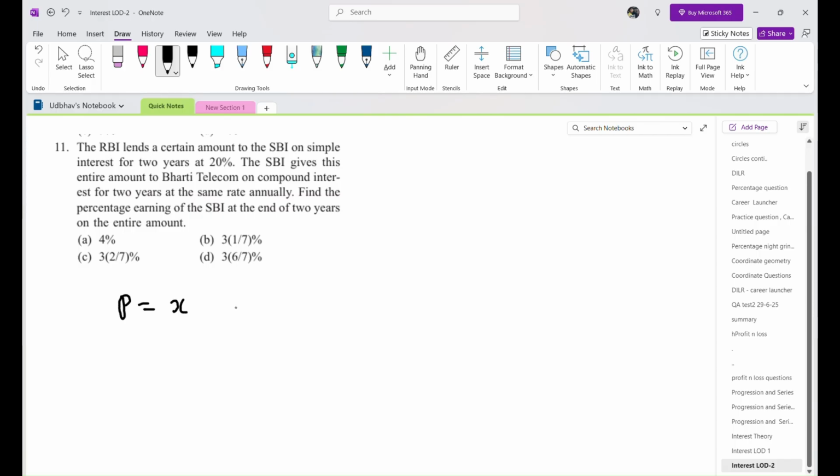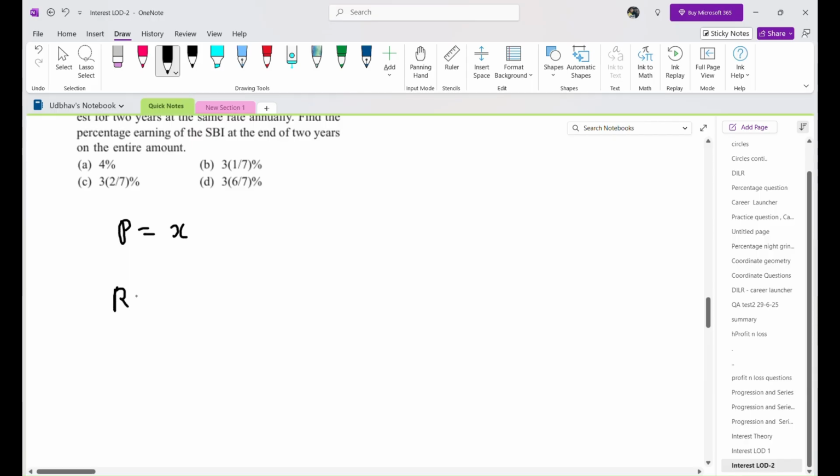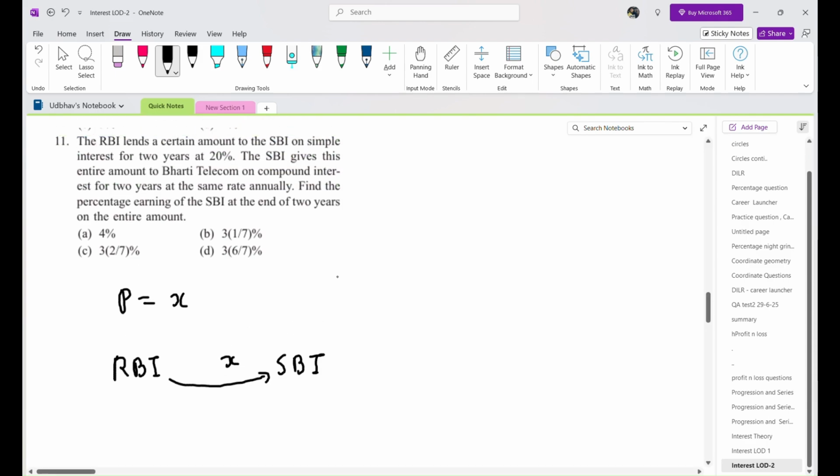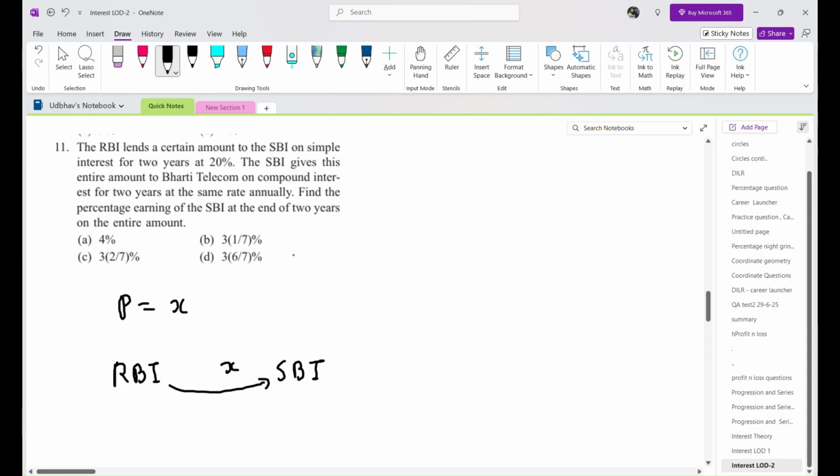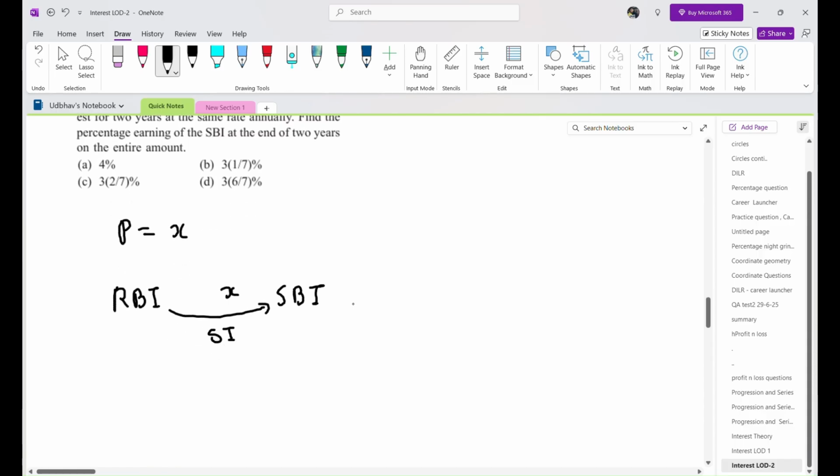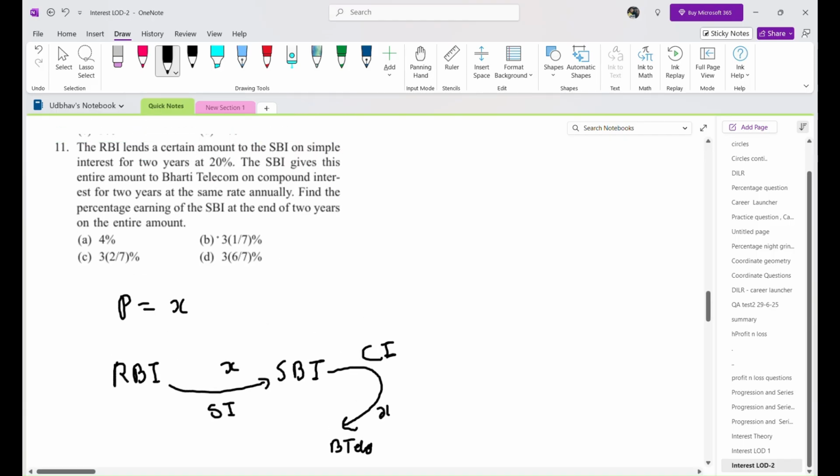The SBI gives the entire amount. So it's like a chain. RBI gives SBI X rupees. SBI gives the entire amount to Bharti Telecom, but this was on simple interest, and SBI in turn gave the whole amount to Bharti Telecom at compound interest for 2 years at the same rate annually. The rate here is also R, the rate here is also R. Find the percentage earning of SBI at the end of 2 years on the entire amount.